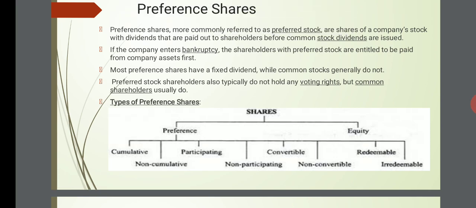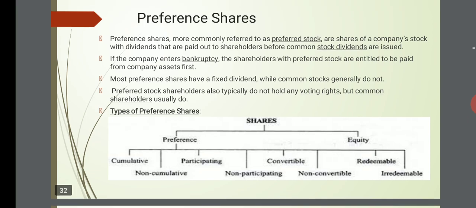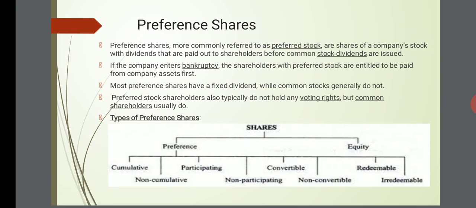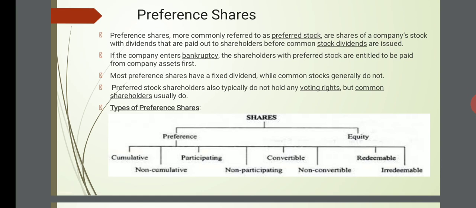Then participating preference shares also participate in decision making. Participating also means that once the dividend for the preference shares is given, and finally whatever is left as equity earnings, preference shares have a part in that also.